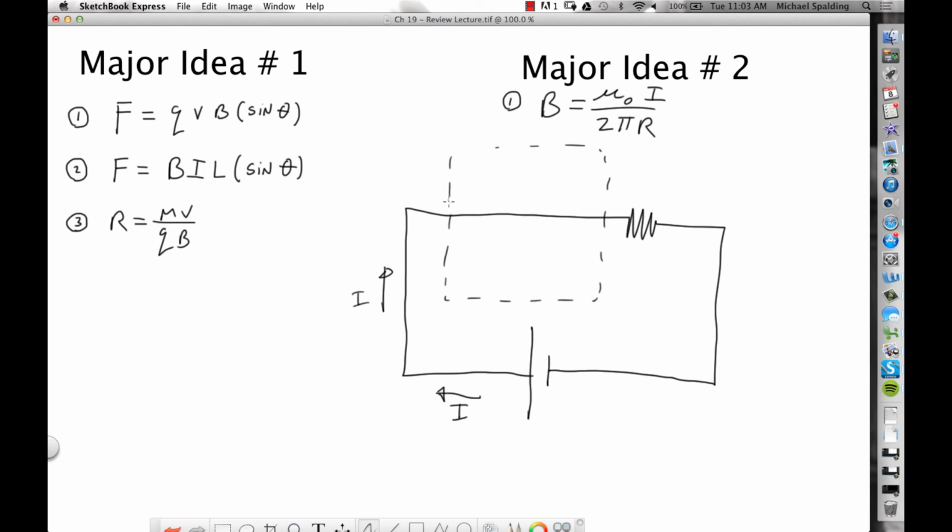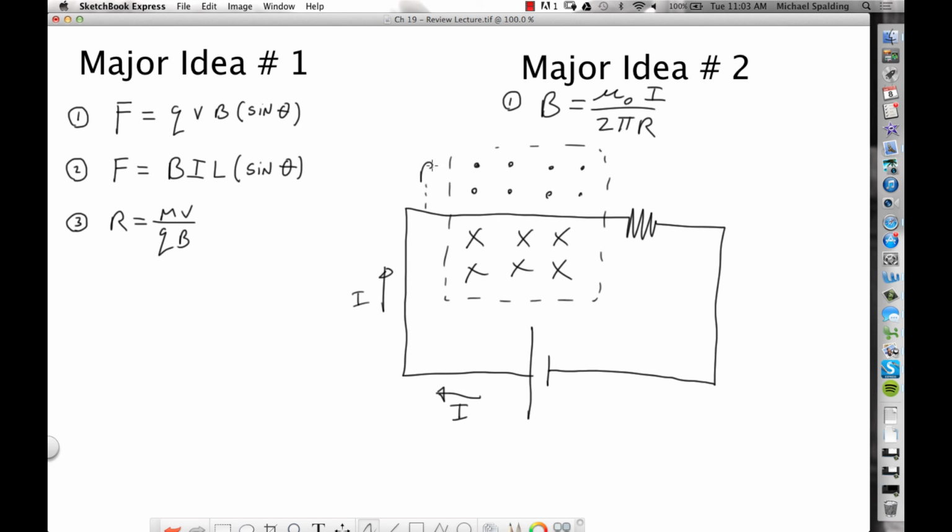Which way is the magnetic field in this region up here? It's going to be going out. How do I know that it's coming out? Stick your thumb in the direction of the current, and your four fingers are coming out like that. Now, what's the magnetic field doing on the other side? Going in.